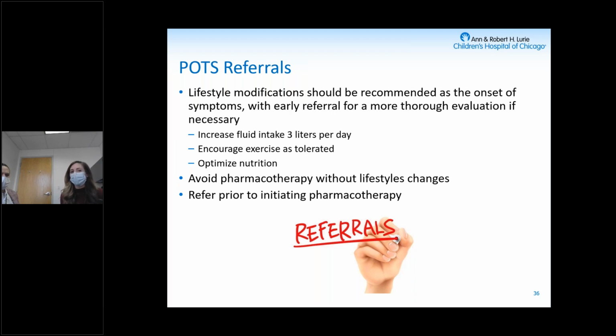Again, in terms of referrals, lifestyle modifications should be recommended at the onset of symptoms, with early referral for a more thorough evaluation if necessary. Again, we recommend increasing fluid to about 3 liters a day, encourage exercise as tolerated, and optimizing nutrition, and really avoiding pharmacotherapy until lifestyle changes have been started and initiated, and please refer prior to starting medications.